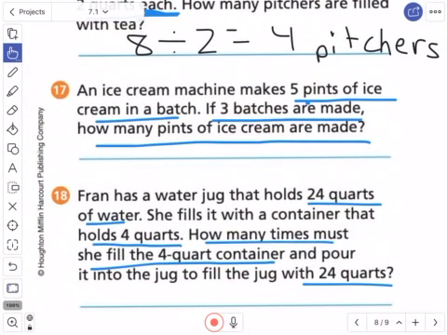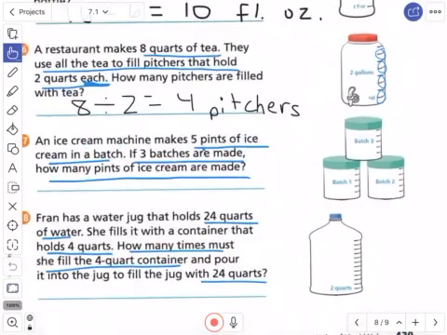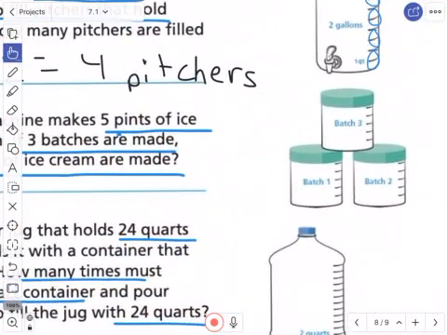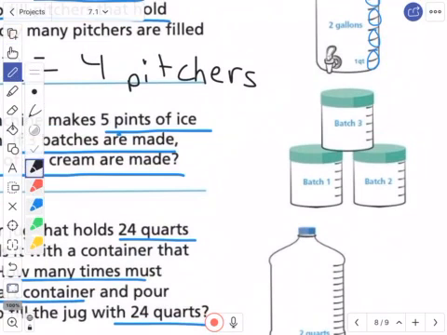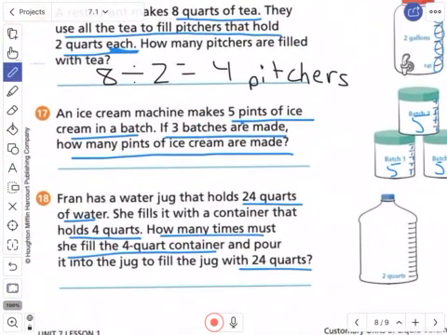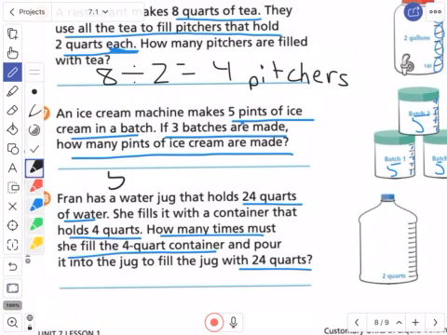Number 17, an ice cream machine makes 5 pints of ice cream in a batch. If there's 3 batches, I can just think about it like this. This is 1, 2, 3, 4, 5. So it's 5 in that one. 1, 2, 3, 4, 5 in that one. And 1, 2, 3, 4, 5 in that one. So I can count by 5s: 5, 10, 15. And I can also think, oh, this is multiplication. 5 pints of ice cream in each batch. They make 3 batches. 5 times 3 equals 15 pints.